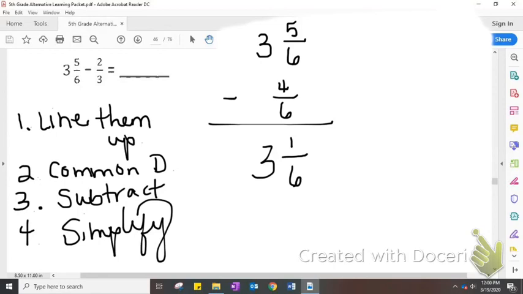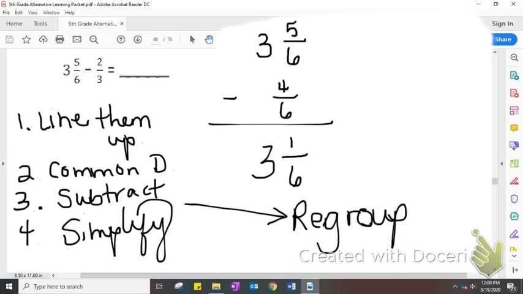I will say there is a step in between here. You sometimes have to regroup. That happens if you find the common denominators and you end up with a numerator up here that is less than this numerator here. Okay, we didn't have to do that.